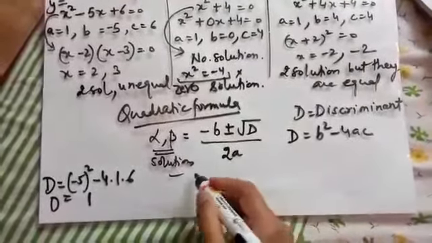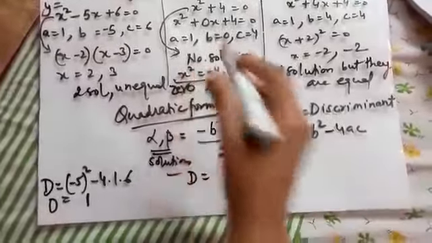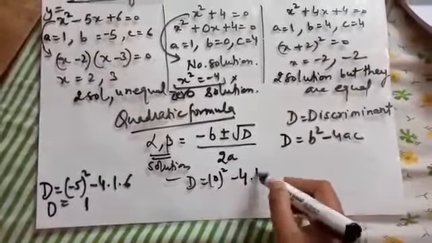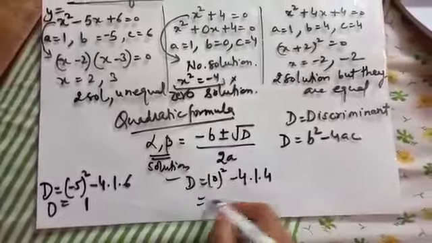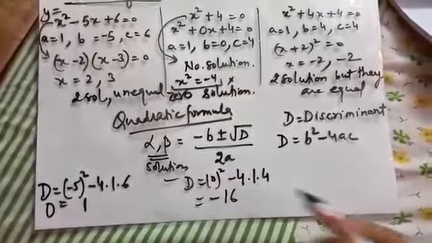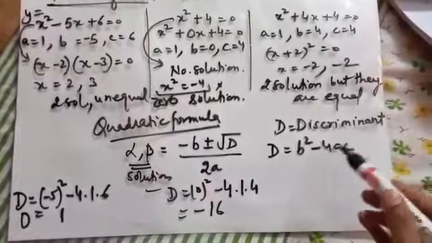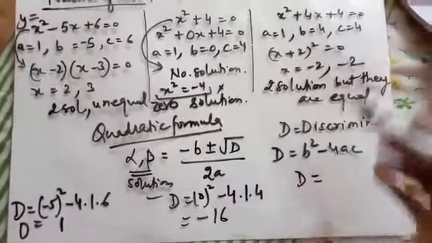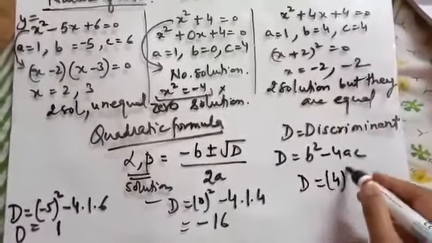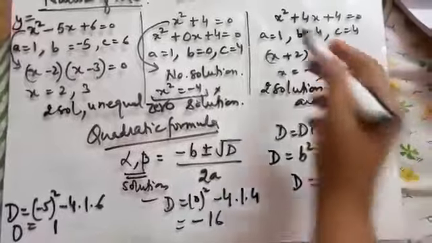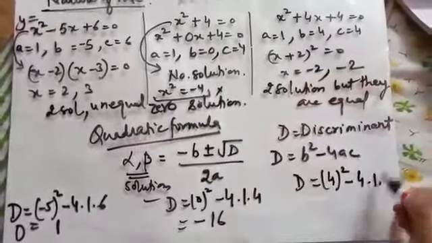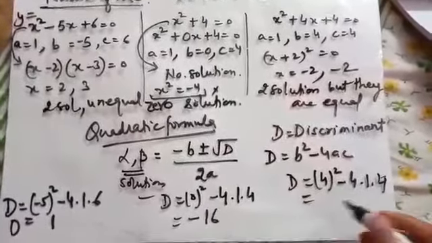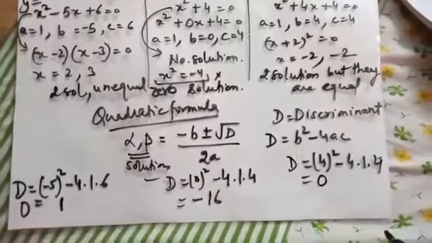Check the answer here. D is equal to b square. B square means 0 square minus 4 into a into 4. So it is 0 minus 16. So the answer is minus 16. And check it here. Here d is equal to b square. B square means 4 square minus 4 into a is 1 and c is 4. So it is 16 minus 16. 16 minus 16, the answer is 0.